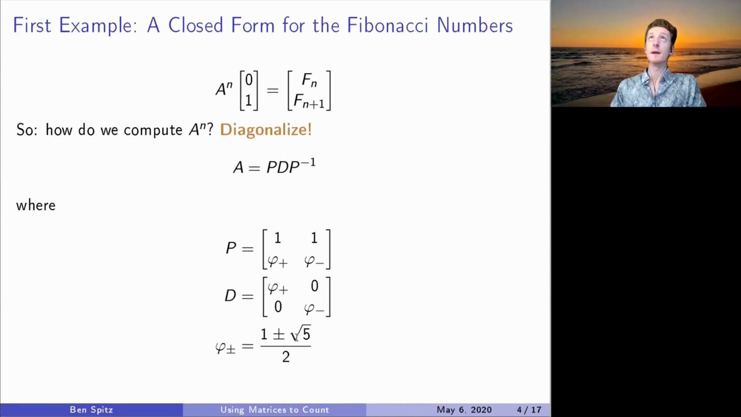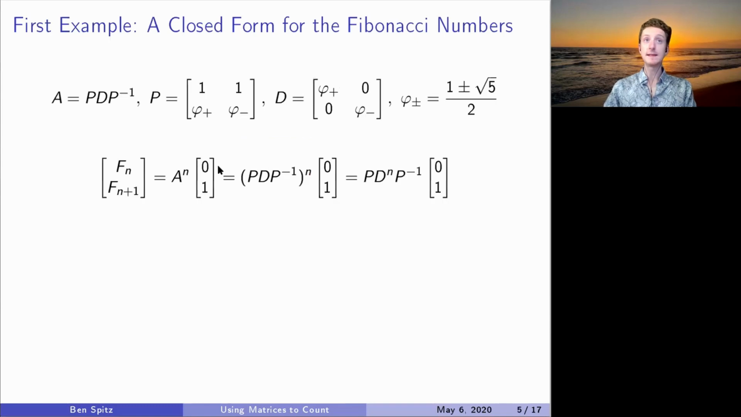The positive root there, the 1 plus root 5 over 2, that's the golden ratio. And the other one is something else. Okay. So the golden ratio will be important in a sec. But now that we have this really explicit decomposition of A, it'll be easy to take powers of A.